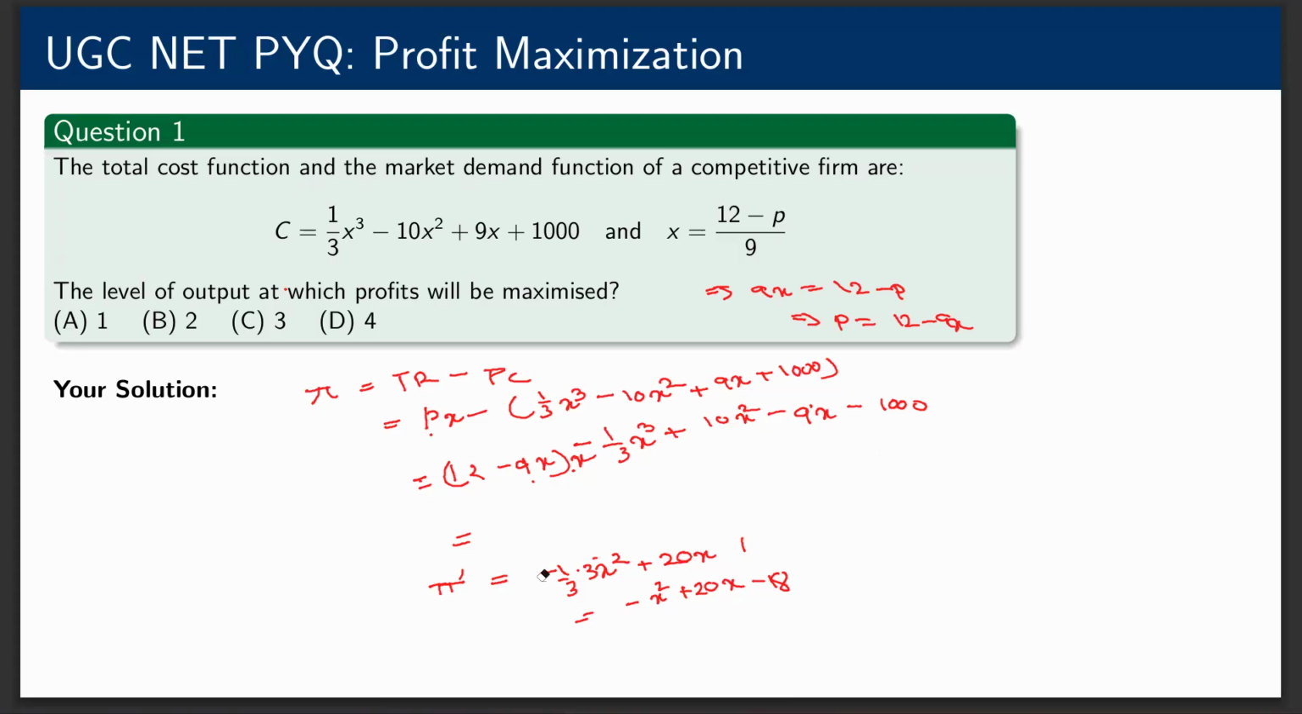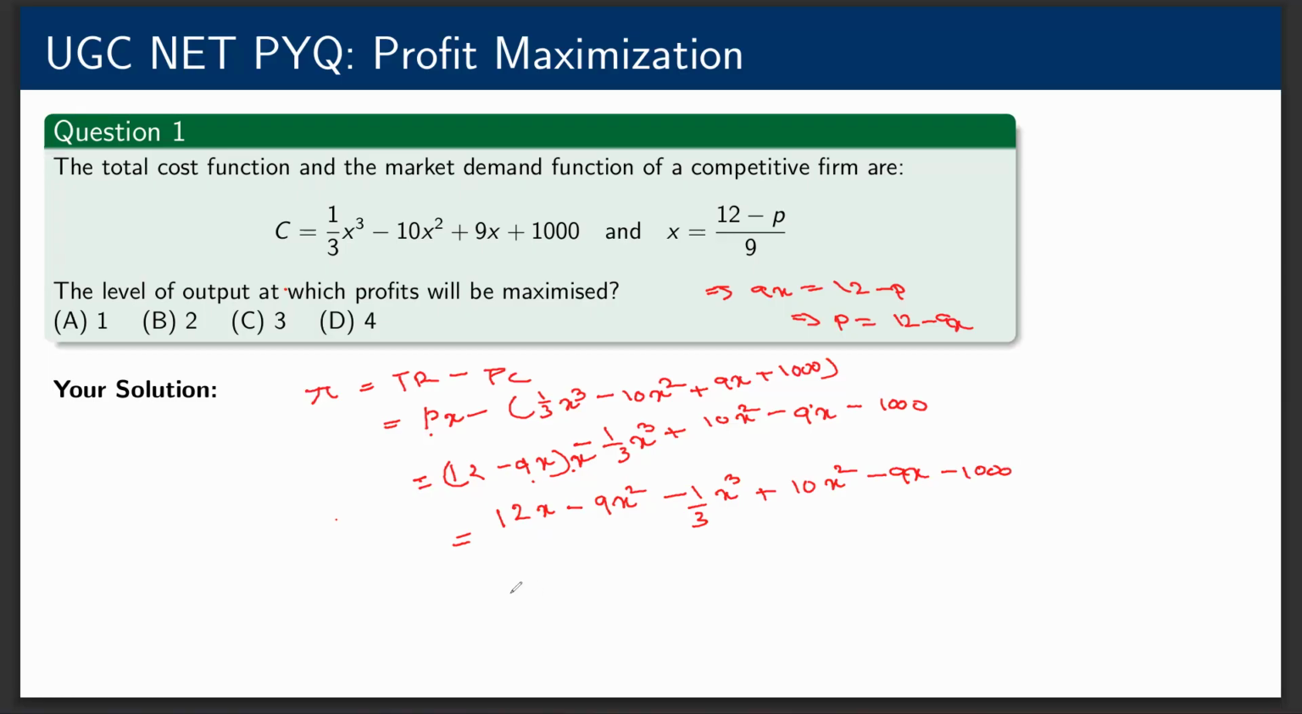It is a tedious work for me. Okay, what should be this value? This will be equal to 12x minus 9x square minus 1 by 3 x cube plus 10x square minus 9x minus 1000.